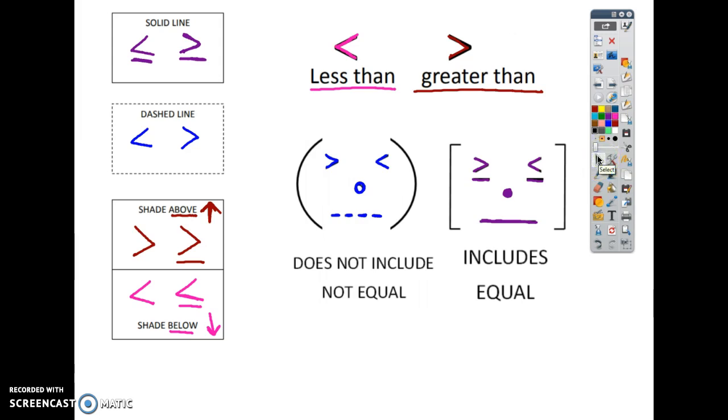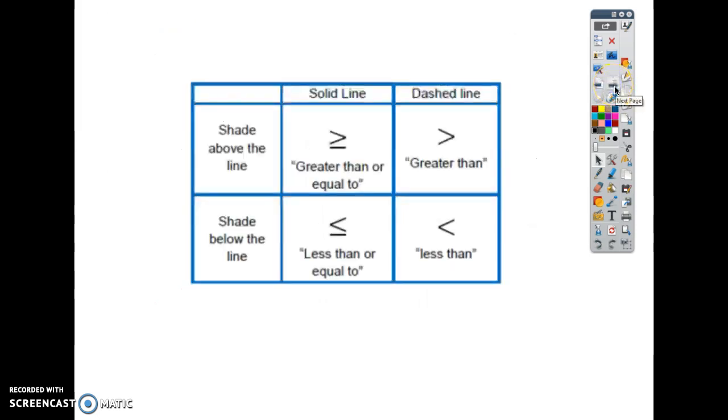Okay, and you can always come back to this video just in case you forget. But you do need to be writing these notes down. So if you have not written these down, pause the video and write them down. This is the same thing, it's just a different way. Okay, so solid lines would be any of these two. Dashed line would be any of these two, and that's what they're called, the names. Shade above the line would be any of these two, greater than. And shade below the line would be any of these two, which are less than. So shade above are greater than, shade below are less than.